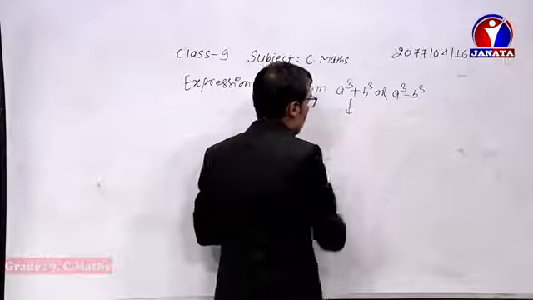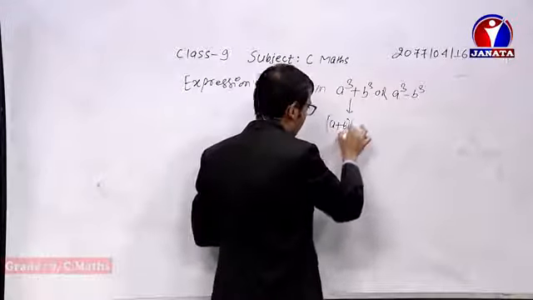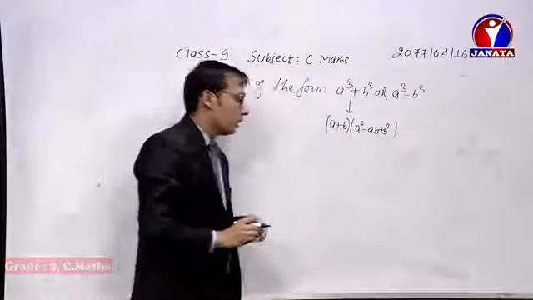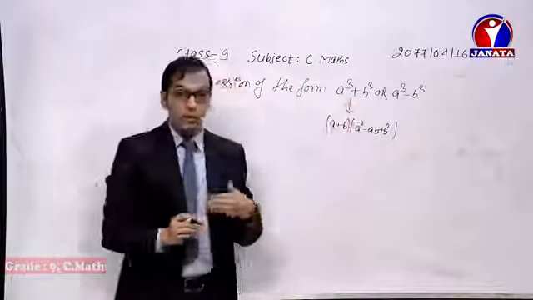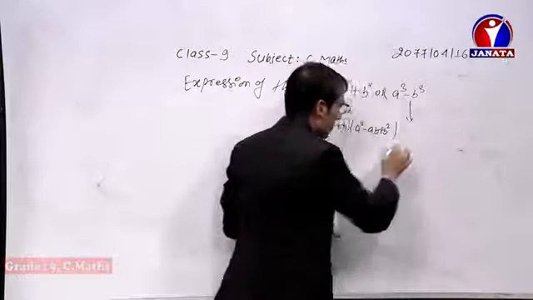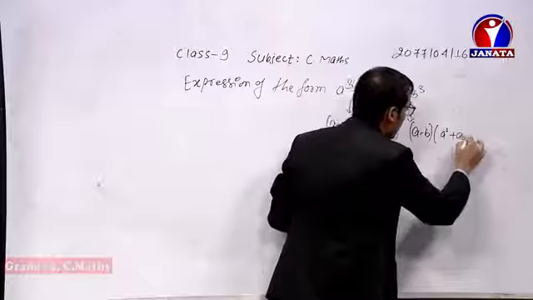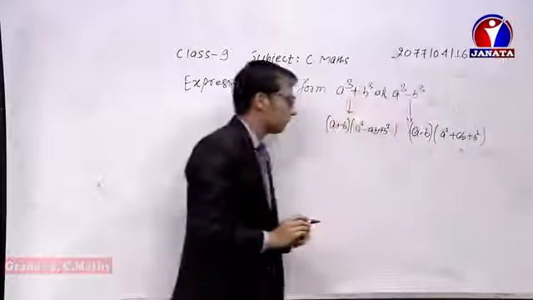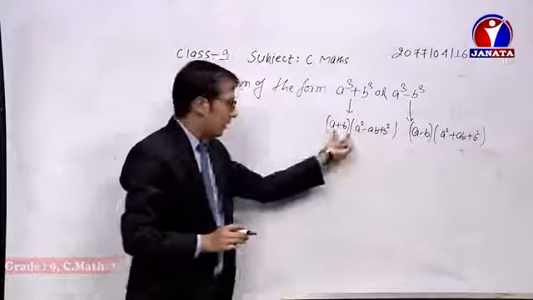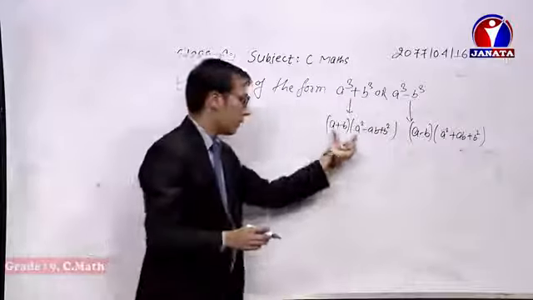What are the factors of a cube plus b cube? It's factor a plus b times a square minus ab plus b square. So these two are the factors of a cube plus b cube form. Similarly, what are the factors of a cube minus b cube? A minus b times a square plus ab plus b square. If we multiply these two factors, we will obviously obtain a cube plus b cube. So these two are the factors.